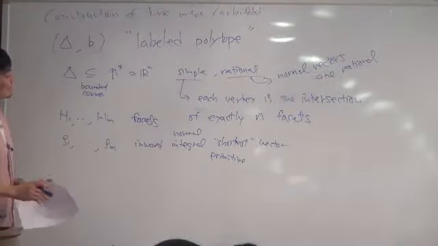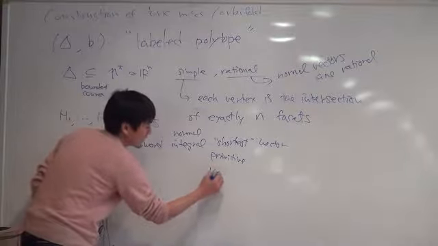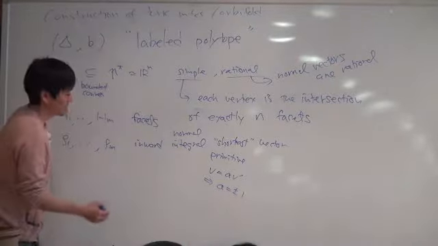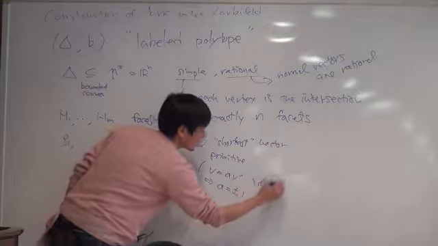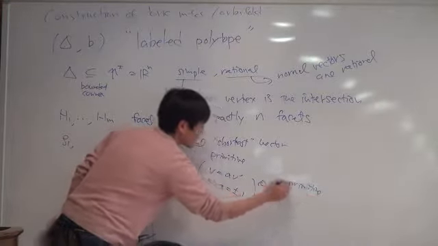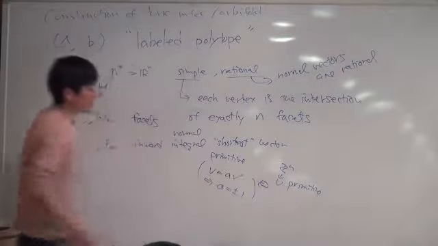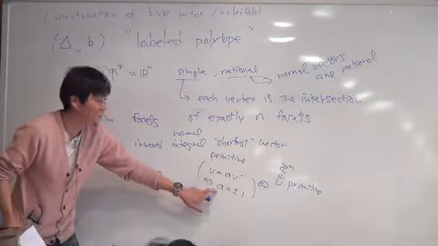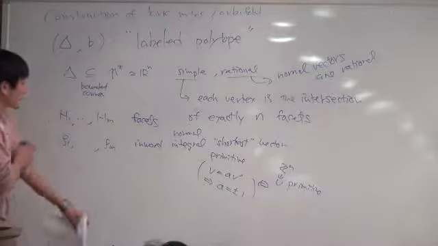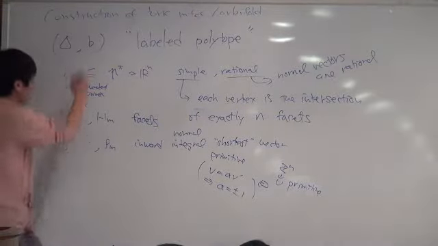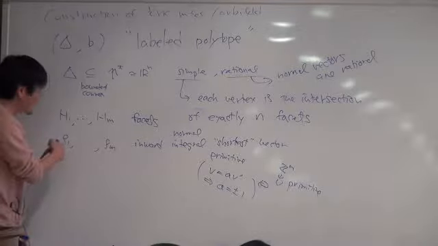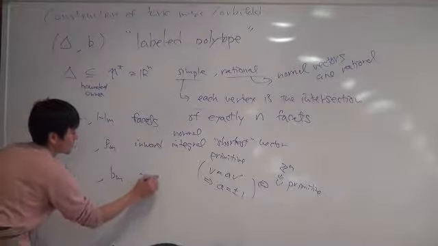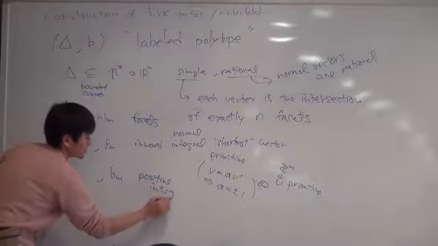Primitive means that if v equals a v prime, where v is an integral vector, then a equals plus or minus 1. So if it's a multiple of some other vector, the multiplicity has to be plus or minus 1. And this B is a set of positive integers labeling those facets: B_1 through B_m are positive integers.